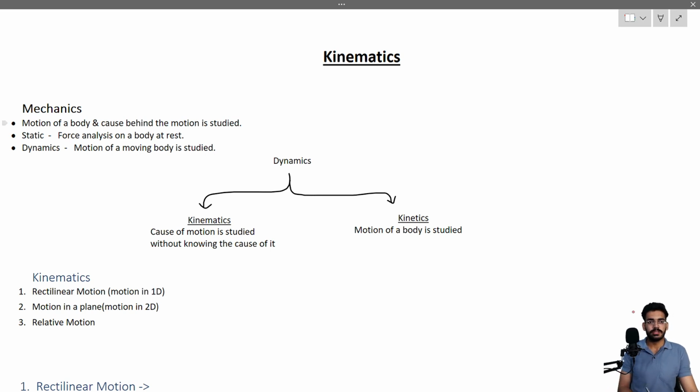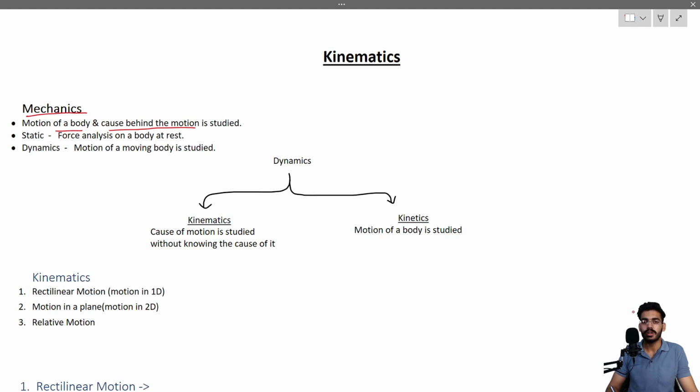Now in kinematics we start with the first definition, defining mechanics. So what is mechanics? In mechanics what we study is the motion of the body and the causes behind the motion of the body. Let's say it's a particle in a box, in a room. Now the particle is moving. We study what its velocity is, which other molecules it will collide with, and in which direction it will go. That is basically the study of the motion of the particle.